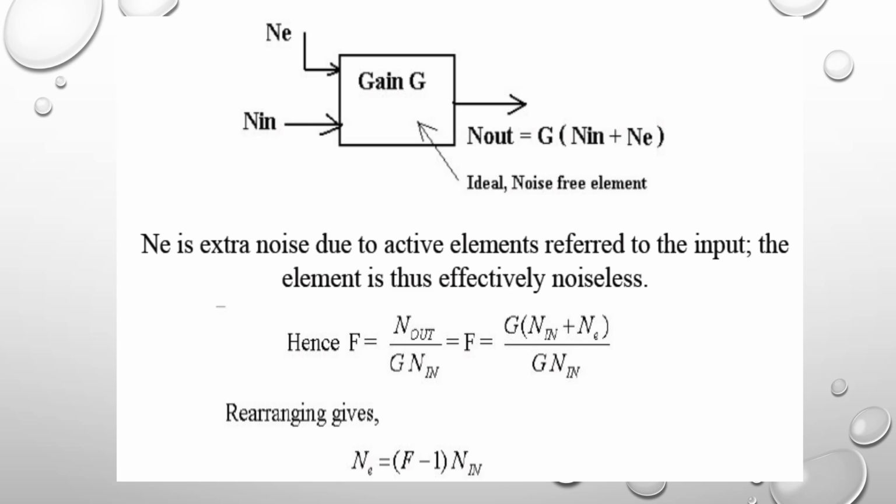So this is the input noise which is caused by the system. So what is the output noise? G multiplied by Nn plus Ne. So F can be written as, you know that, N out by G into Nn. Just substitute N out, G into Nn plus Ne, and rearrange it. You finally arrive at the result for Ne, the noise due to the active elements, which is nothing but F minus 1, noise factor minus 1, into the input noise.